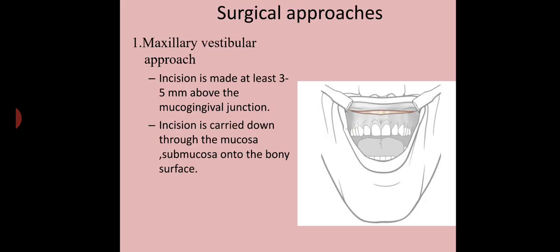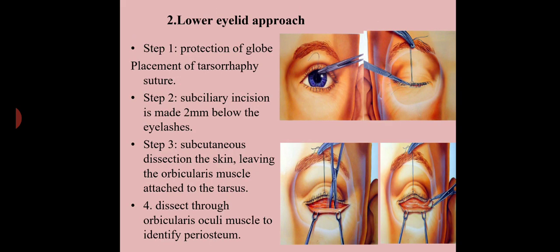Now comes the surgical approaches. First is the maxillary vestibular approach, which is also known as degloving incision. The incision is made at least 3 to 5 mm above the mucogingival junction. Then the incision is carried down through the mucosa, submucosa and onto the bony surfaces. Second is the lower eyelid approach.